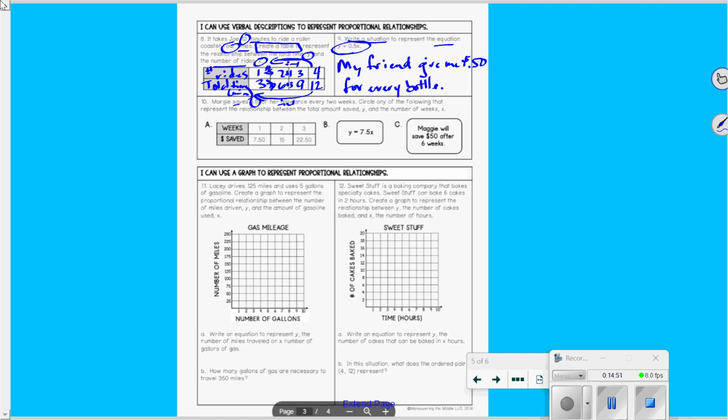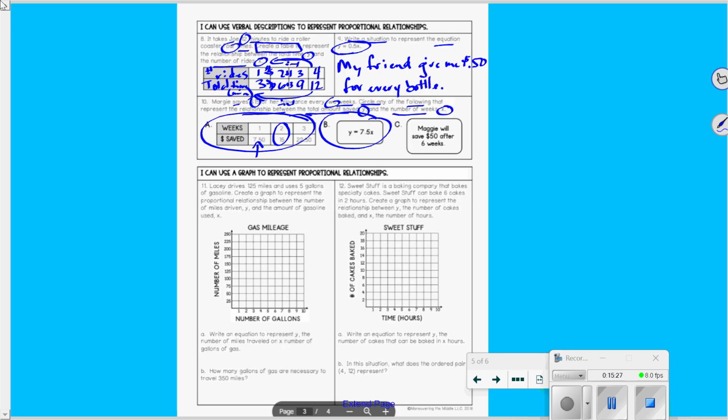Margie saves $15 of her allowance every 2 weeks. Circle any of the following that represent the relationship between the total amount saved, Y, and the number of weeks X. So it's $15 every 2 weeks. I have that, yes. If I divide them by 2, does that make sense? If I add them, does that make sense? Yes. So A works. Y equals 7 and 5/10 x. Well, that's actually my K value if I look at this. So that one works.